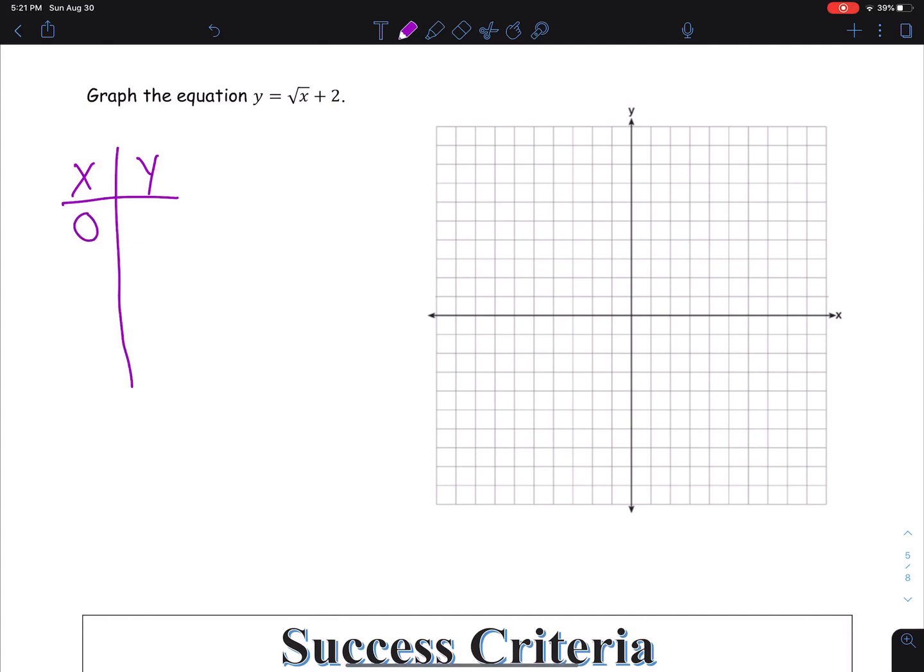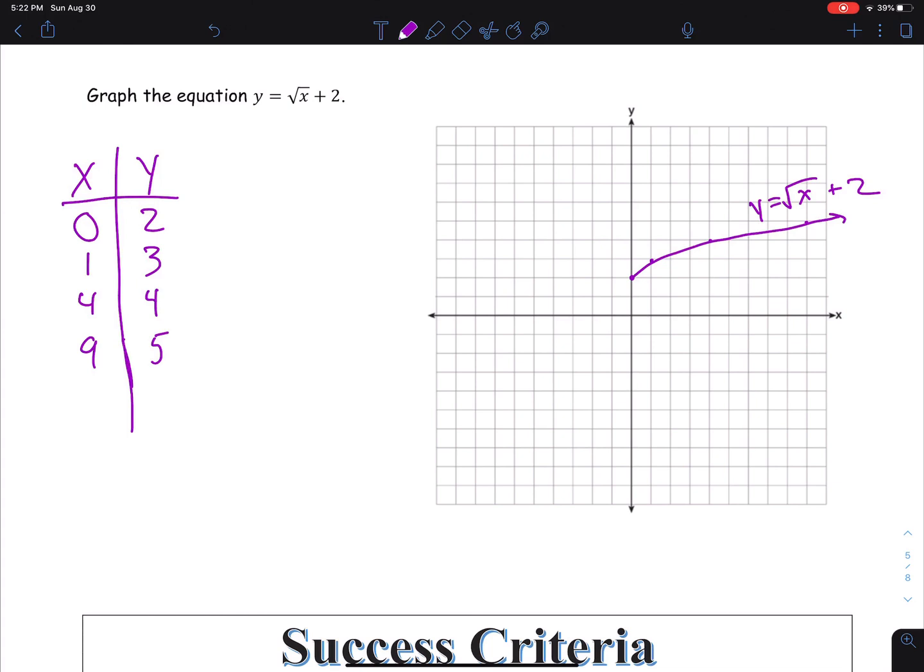So we have 0. I'll have a nice perfect square when x is 1, 4, and 9, because those are my perfect squares. So square root of 0 is 0, plus 2 is 2. Square root of 1 is 1, plus 2 is 3. And then square root of 4 is 2, plus 2 is 4. And the square root of 9 is 3, plus 2 is 5. So I'm going to plot each of those points. 4, 4, and then 9, 5. I'm going to graph my curve. And then make sure you label it. Always make sure you label a line. And that's all you have to do.